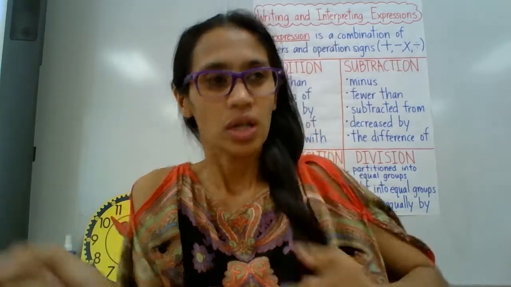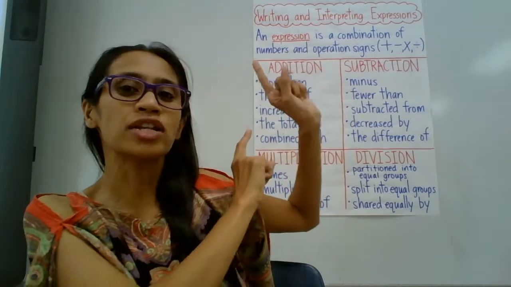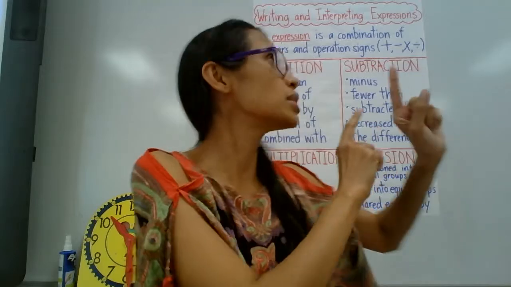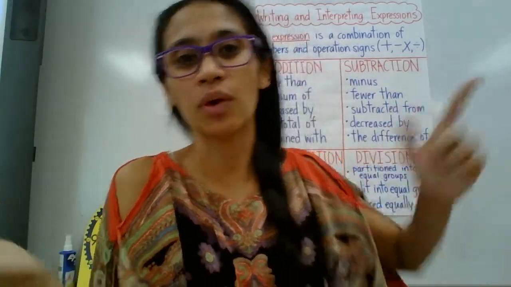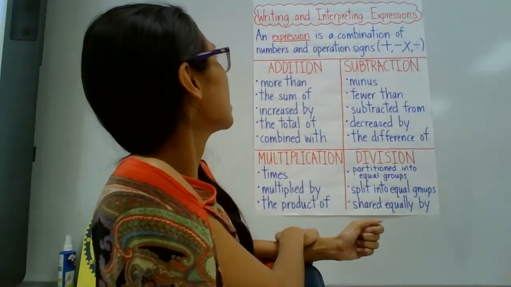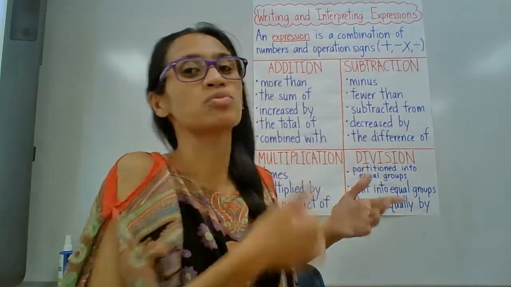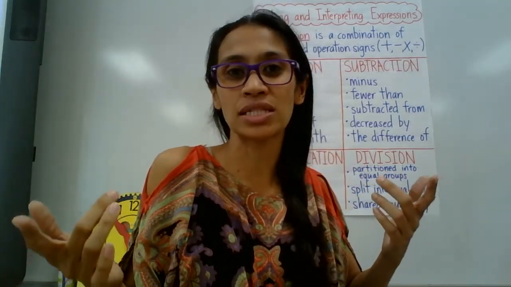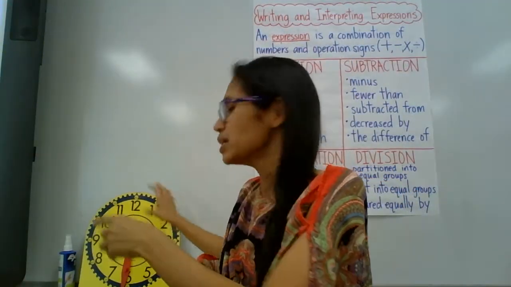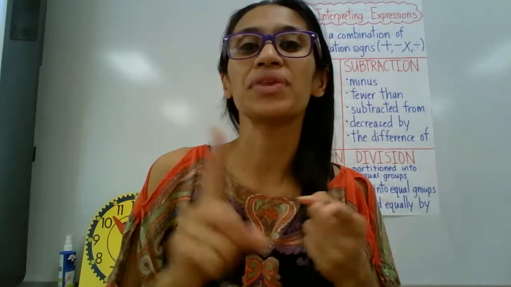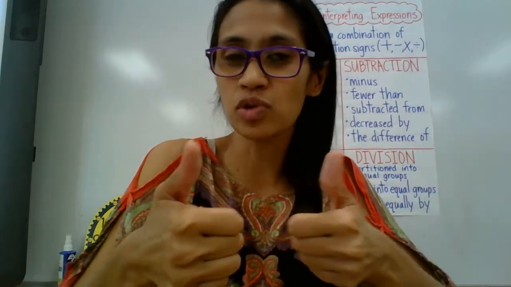All right, now, what standard are we working on? We are working on writing and interpreting expressions. You can't see it, but go ahead and read your notes. What is an expression? I will read it up here. An expression is a combination of numbers and operation signs: the addition symbol, the subtraction symbol, multiplication symbol, and the division symbol. What time is it? Math time! All right. Now, we have our keywords for adding, subtracting, multiplying, and dividing. Check out the chart. Thumbs up if you have your chart in front of you.